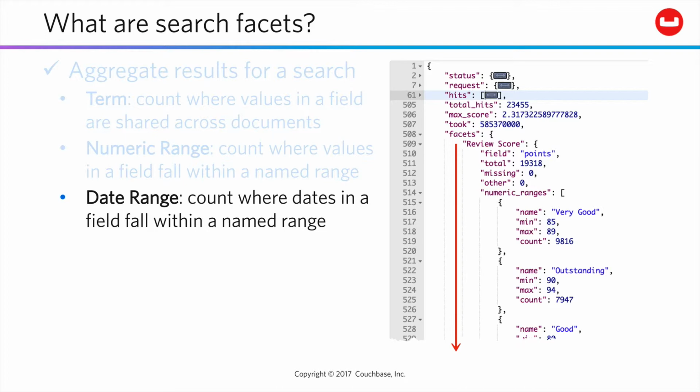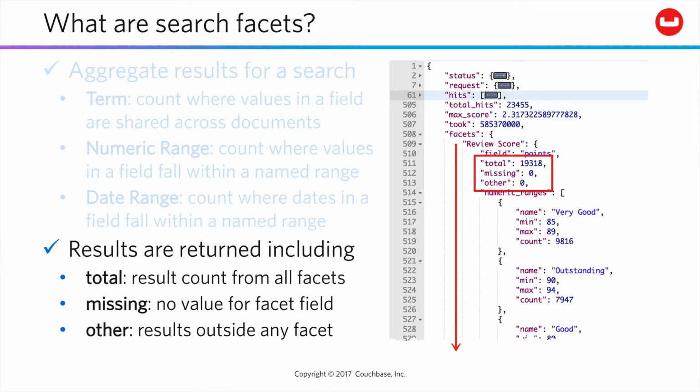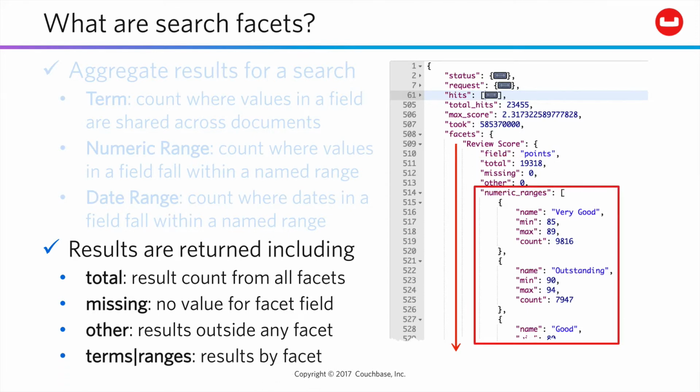The results returned include the total count of all documents included in the faceting, as well as a count of documents where the target field was missing or had no value. Then you get the core of the data you're seeking, aggregate statistics for the facets you've defined, such as wines with wine review points falling within one of a set of ranges.